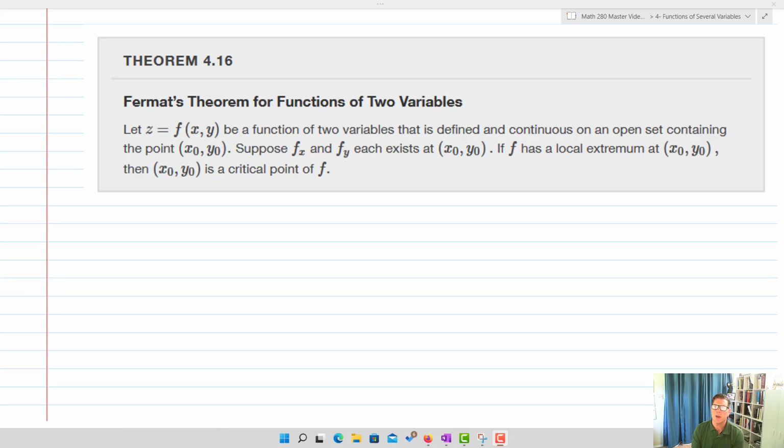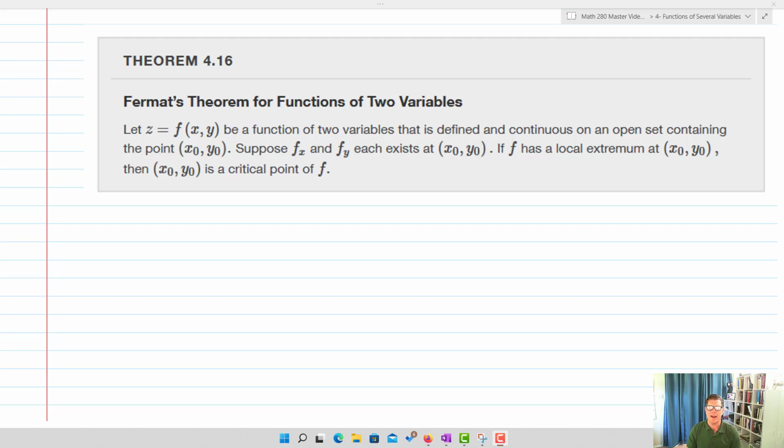So in order to help us figure this out, we are going to introduce something called Fermat's theorem for functions of two variables. And that says let z equal f of x, y be a function of two variables that is defined and continuous on an open set containing the point x naught, y naught.